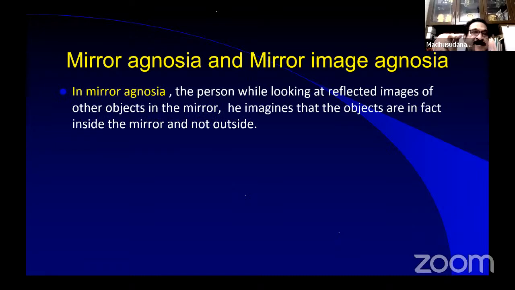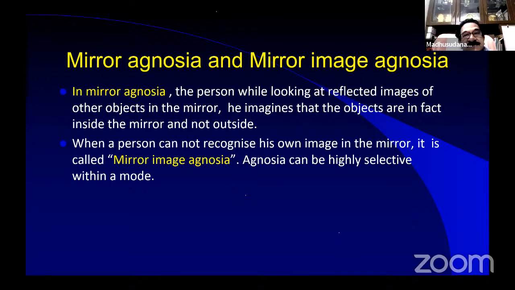What is mirror agnosia? What happens is that the person, when looking at the reflected images of the objects in the mirror, imagines that the objects are in fact inside the mirror and not outside. For example, suppose there is a mirror here, and I have something in my hand. The person thinks that that object is actually inside the mirror. So the patient will go on touching, poking into the mirror, and somebody may break the mirror because she is reaching out for the object there. She cannot realize that it is a reflected image. Only the real image is seen inside the mirror. That is mirror agnosia.